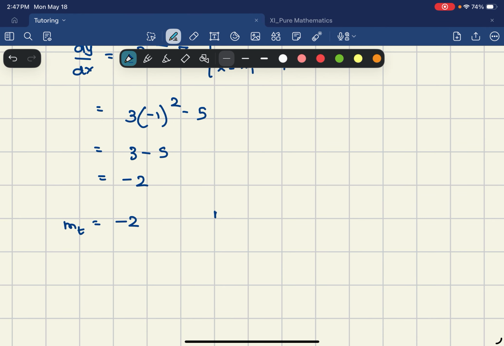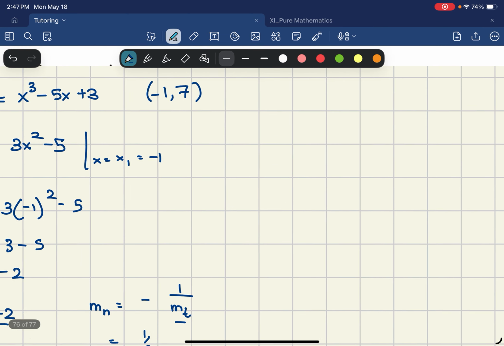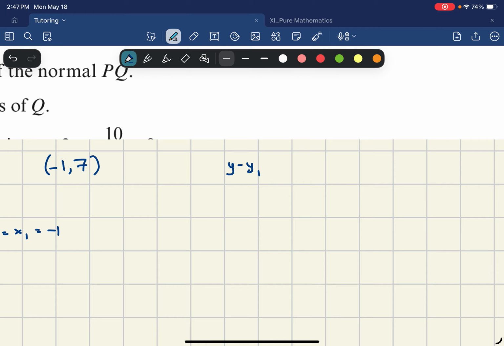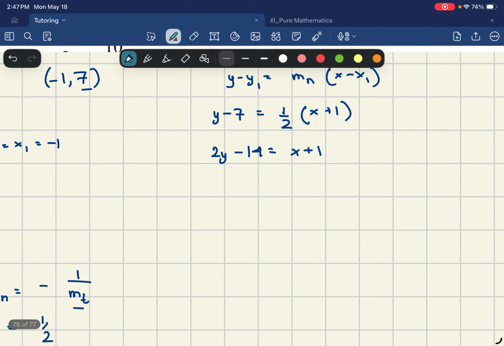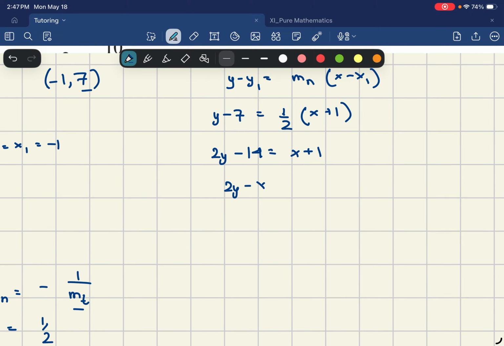We are concerned with the normal line. So mn is minus 1 over mt, so that is going to give me 1 over 2 if you substitute this here. So now y minus y1 equals mn times x minus x1 is going to give me the equation of the normal line. So y minus 7, mn is positive half, x minus of minus 1, so x plus 1. So now 2y minus 14 is equal to x plus 1. 2y minus x is going to be 15. So that is the equation of my normal line here.